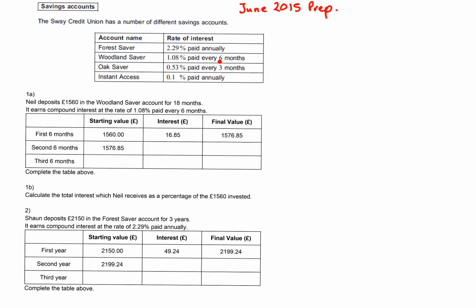1.08 paid every 6 months. This is every 3 months and this is paid annually. Annually means after a year, so that's 12 months. So let's have a look at how we approach this problem.